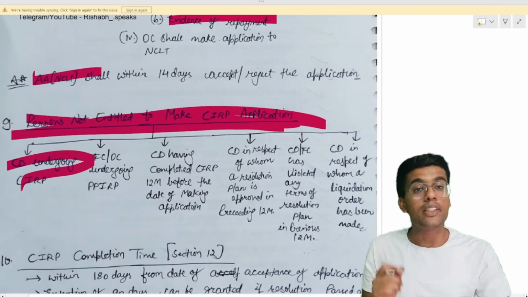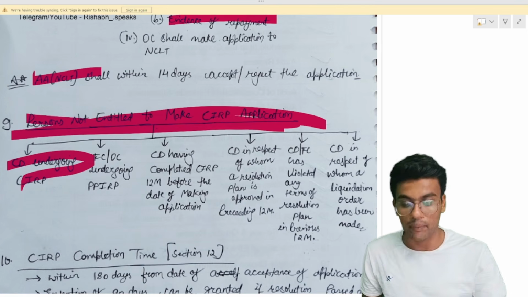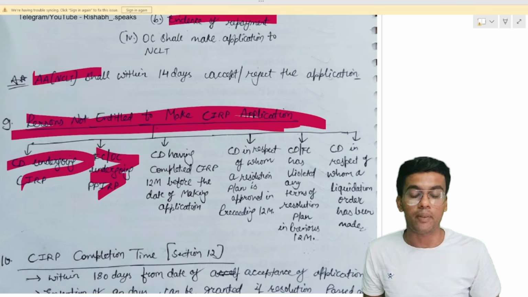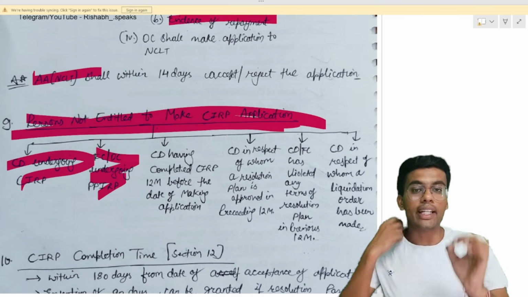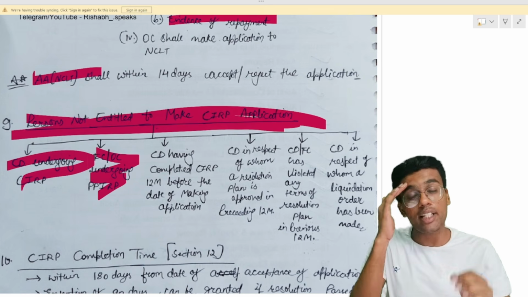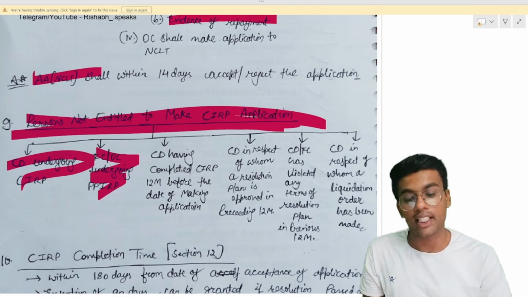A corporate debtor himself cannot file a CIRP application if he is undergoing CIRP. Financial creditor, operational creditor undergoing PPIRP. PPIRP is pre-packaged insolvency resolution process. So a financial creditor or operational creditor, whoever is undergoing PPIRP, cannot make an application for CIRP.